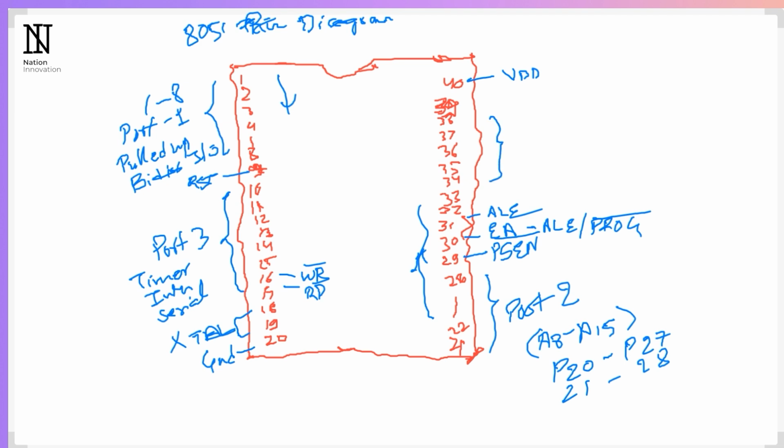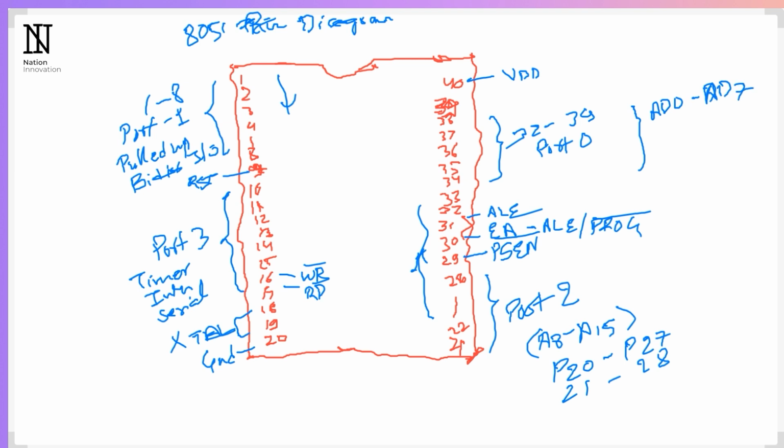Then for pin number 32 to 39, we have port 0. Other than serving as an input output port, low order data and address bus signals are multiplexed with this port. This port has pins which are bidirectional input output, and outer pull-up resistors are necessary to utilize this port as input output. So this is port 0, and the address is also multiplexed here, AD0 to AD7.